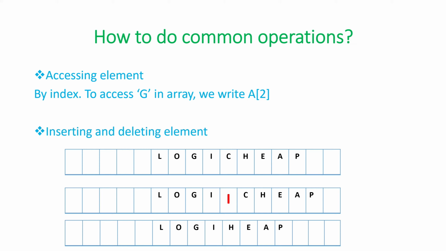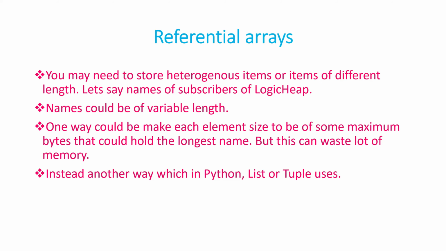Similarly, if you want to delete something, if you want to delete this C character, what you'll do here, you'll shift all the elements to the left. Do think about the time complexities of each operation and mention in the comment section what you think would be the time complexities. Because in the next tutorial we'll be discussing its implementation and there we'll be seeing the time complexities as well. Now there's one more way to implement arrays.